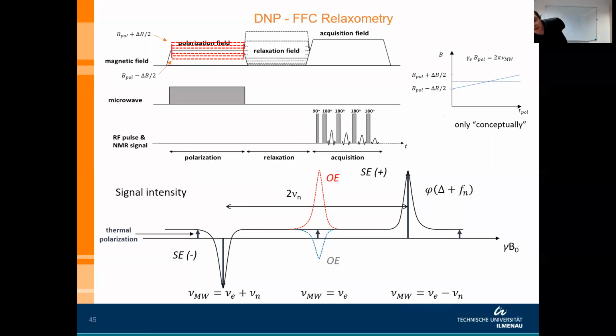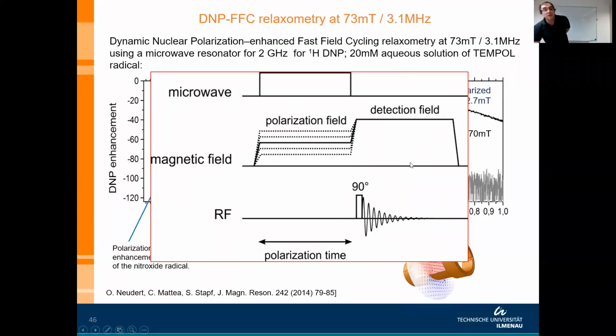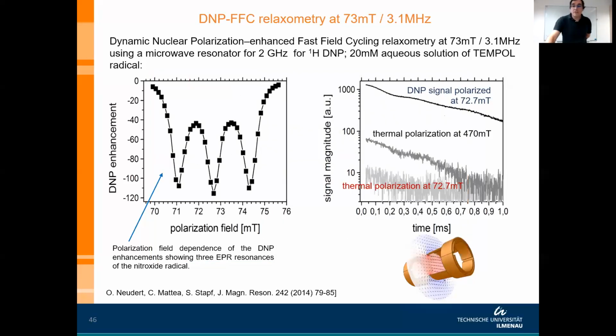By performing this experiment and seeing the type of enhancement. You will see examples here. We can see an example of which lines we get when we have, for example, TEMPOL in an S-band resonator in water. And then you have three lines. That is what we expected, basically. Then we see here the enhancement factor.